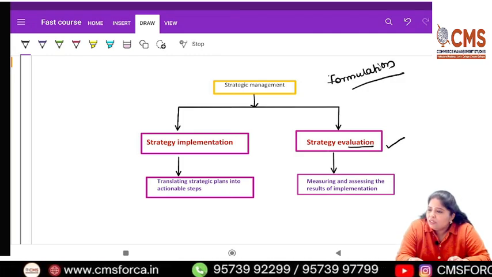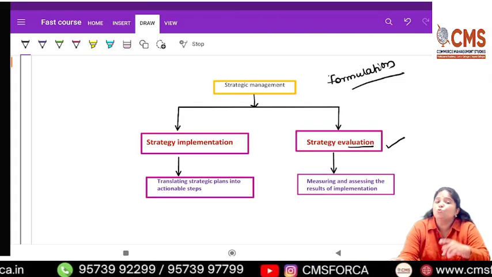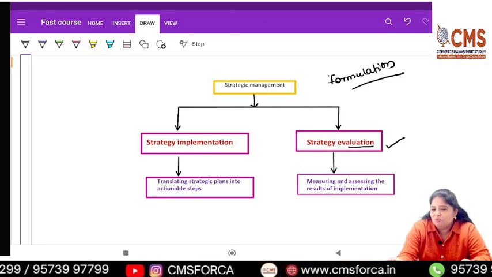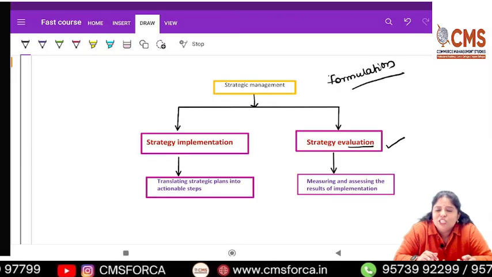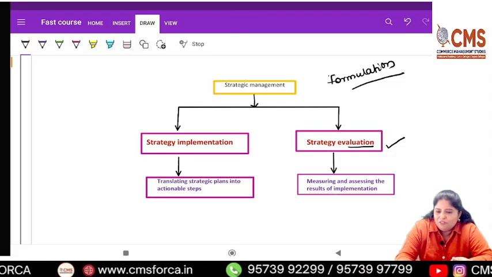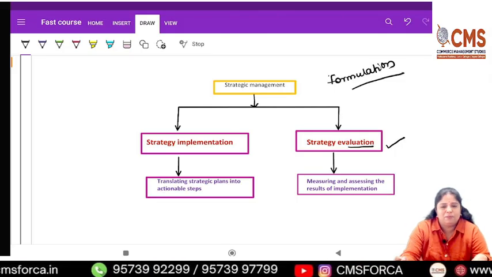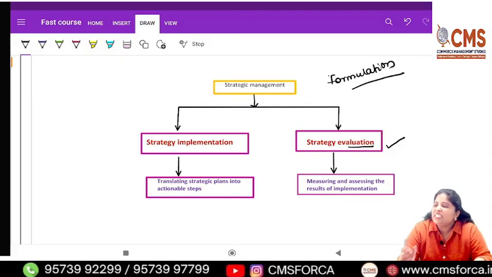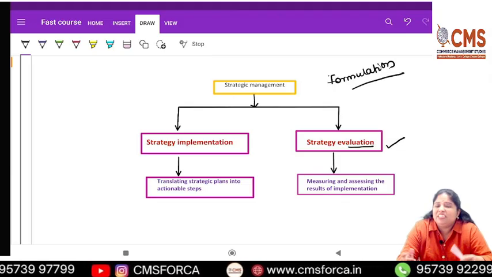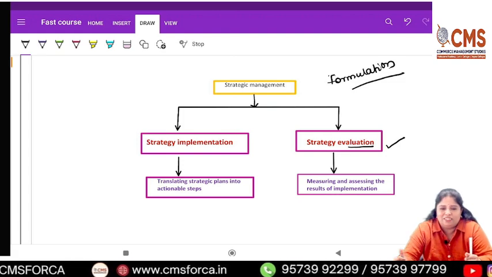It's better to have a poorly formulated strategy which is well implemented rather than having a sound strategy which is not properly implemented. So with this, you should have understood the importance of implementation. To make your strategy work best, what plays a vital role is implementation. A sound strategy not implemented well is waste.